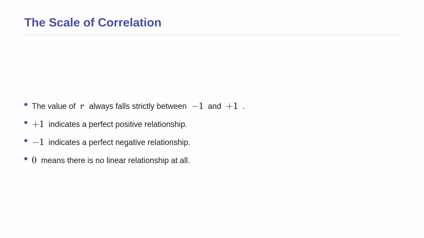Understanding this definition leads us to the scale of our measurement. The value of this coefficient always falls strictly between -1 and +1. A value of +1 indicates a perfect positive relationship, meaning as one variable goes up, the other goes up in perfect proportion. Conversely, a value of -1 indicates a perfect negative relationship, where one variable goes up exactly as the other goes down. If you calculate a value of 0, it means there is absolutely no linear relationship between the variables at all.